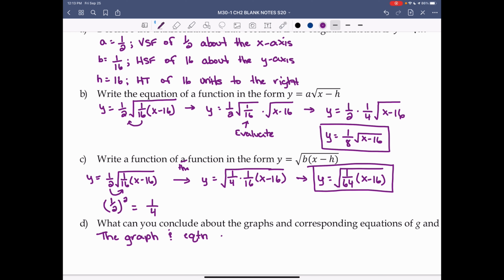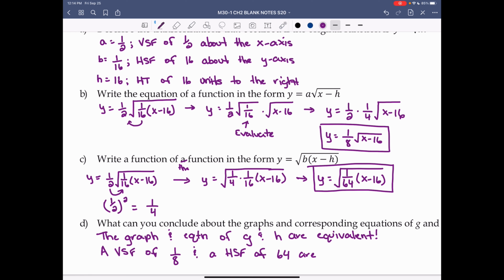And equations of g and h are equivalent. So even though they look different, they're actually equivalent, which means a vertical stretch factor of 1 over 8, our A value of 1 over 8 from part B, and a horizontal stretch factor of 64 are equivalent.